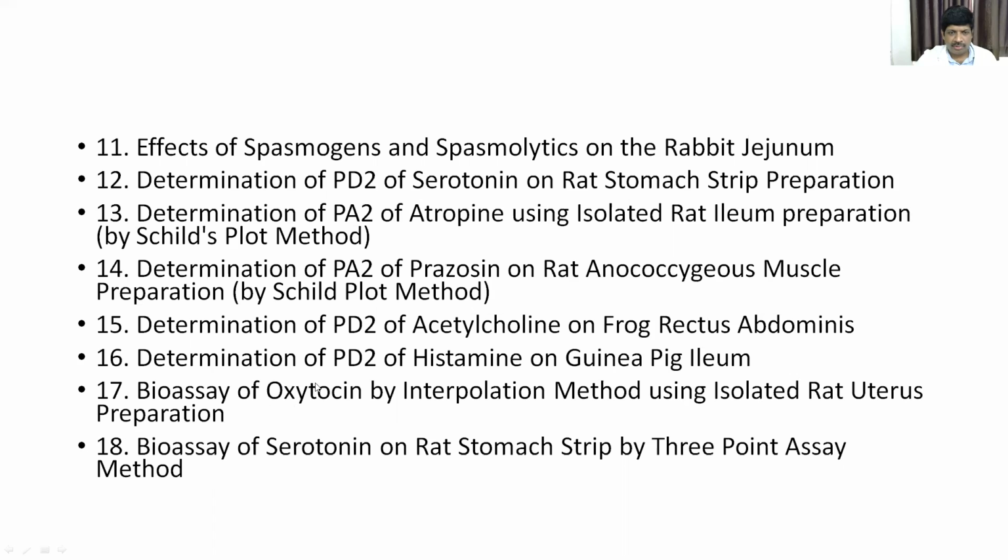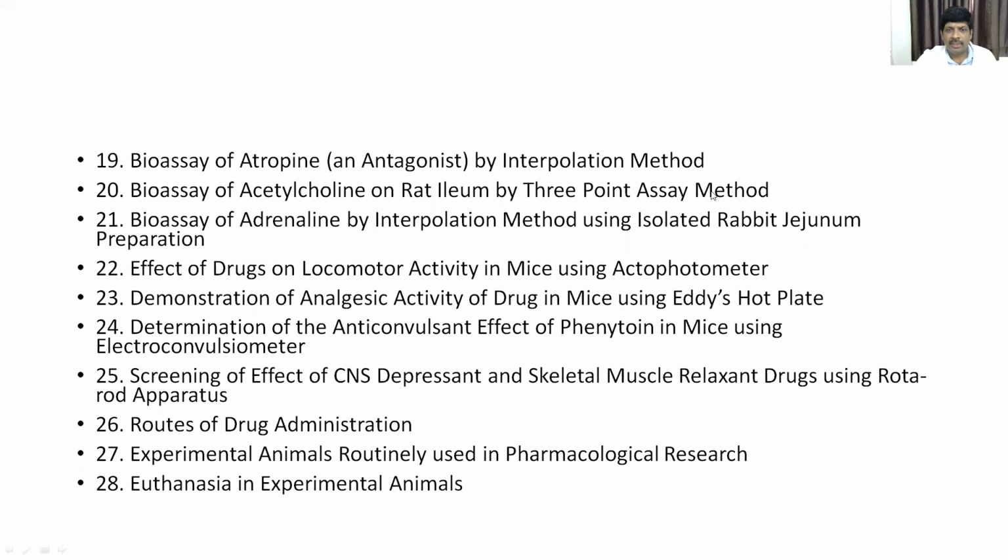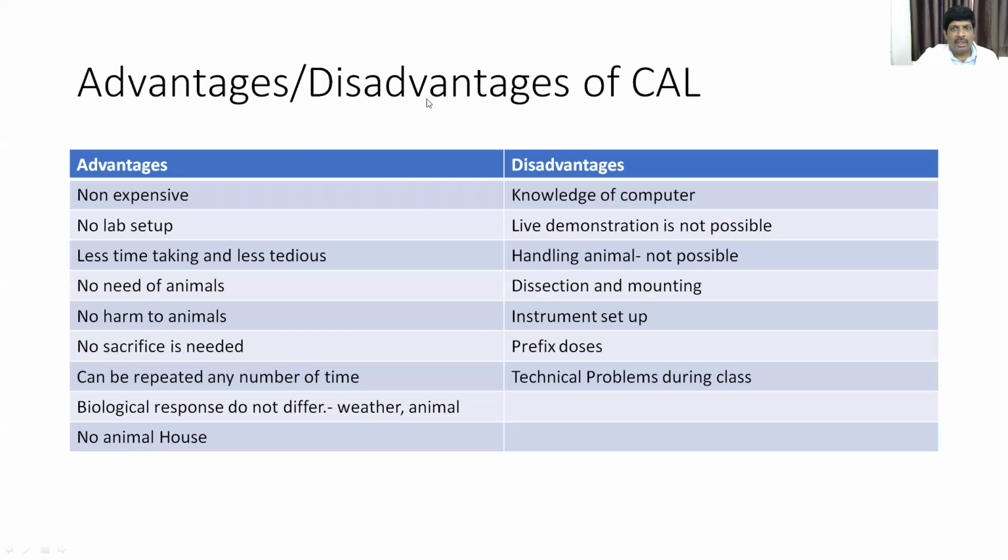This oxytocin also is a PG topic. 3-point assay, 2-point assay, 4-point assay, these are all PG topics. So this PG tachyphylaxis we will be showing. Okay, DS vasomotor reversal we will be showing. So these all. Now, what are the advantages and disadvantages of CAL?